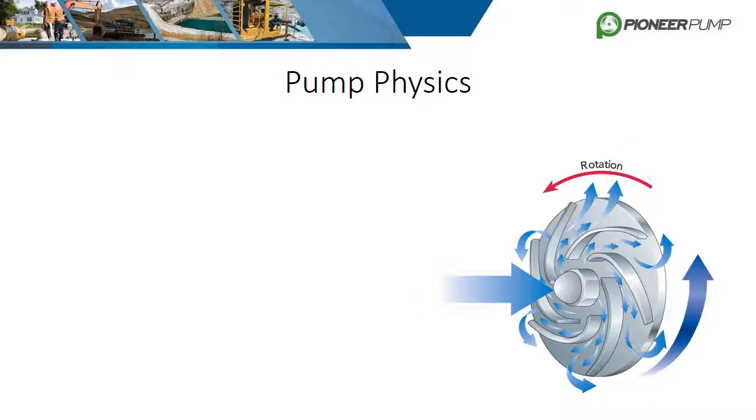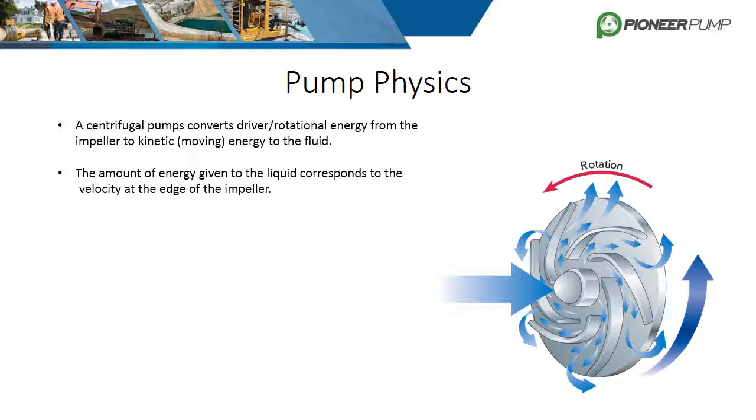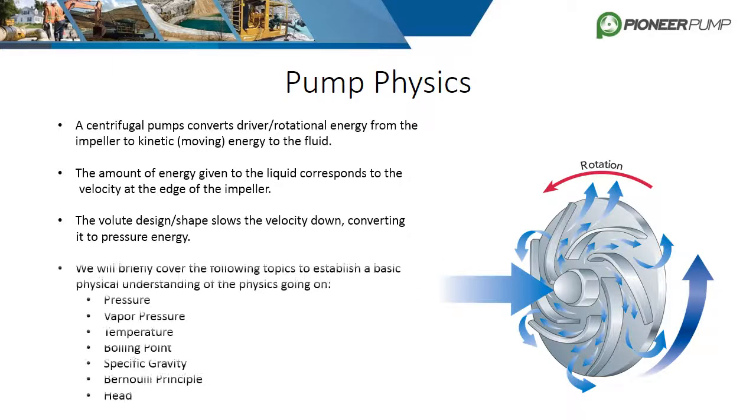Most, if not all, of the interesting physics happen with the impeller and volute and how they work together. The pump ultimately converts rotational energy from the impeller to kinetic, or moving, energy in the fluid. The amount of energy imparted to the liquid directly corresponds to the velocity at the edge of the impeller. The volute slows the fluid down and converts the velocity to pressure energy in the most efficient way possible. In the next few slides, we will cover pressure, vapor pressure, temperature, boiling point, specific gravity, the Bernoulli principle, and head. All of these concepts are critical to the function and application of centrifugal pumps.